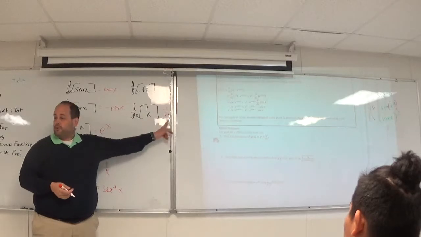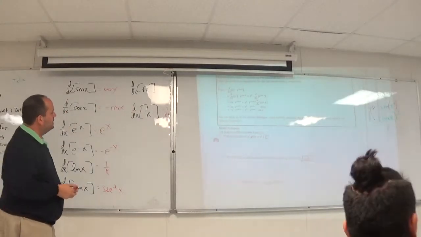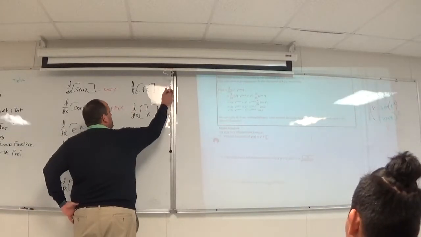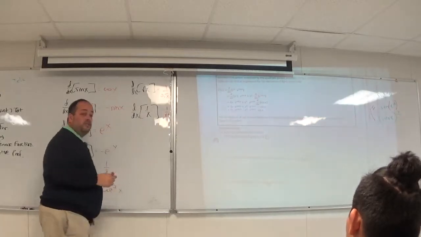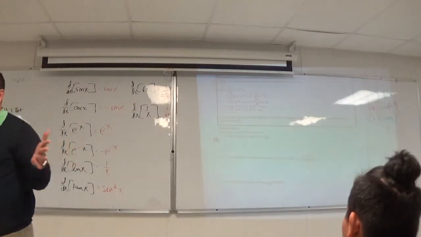Bring that power down, reduce the power by 1. Give it to me, last one. 1 over 2 square root of x. These are the 8. I need you to know them on sight.